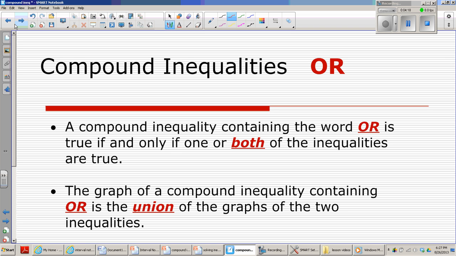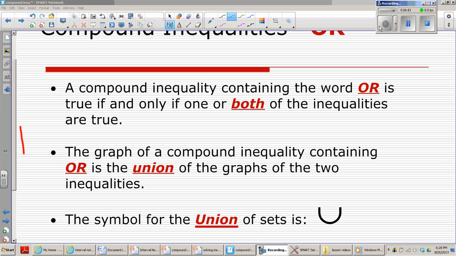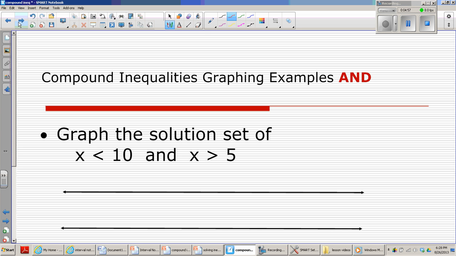Compound inequalities with the "or." When a compound inequality contains the word "or," that means that either part can be true. It doesn't matter if it's both, it's just either part. Compound inequalities with the word "or" means to union, combine the graphs together. The symbol is the U.